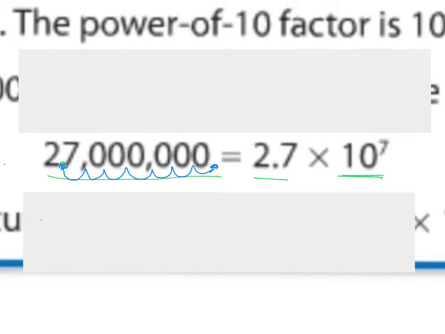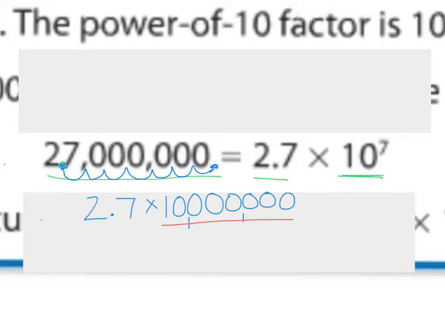So in other words, if you took 2.7 and you multiplied it by this number right here, then you would get 27 million. So 2.7 times 10 million, that's 27 million. Well, how did Mr. C know that 10 to the 7th power is this number right here?